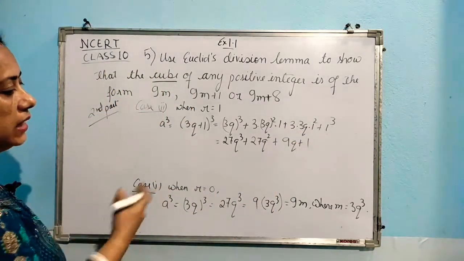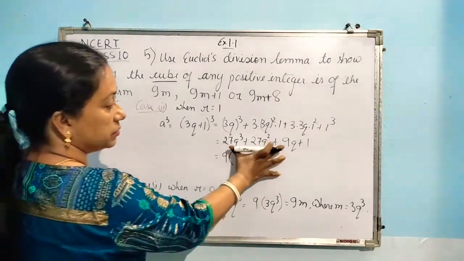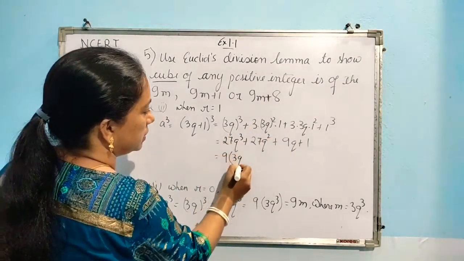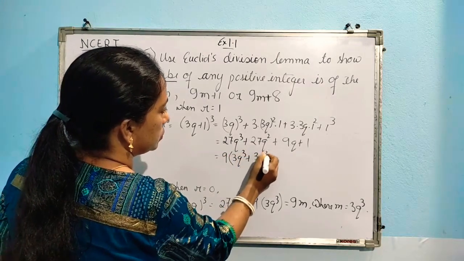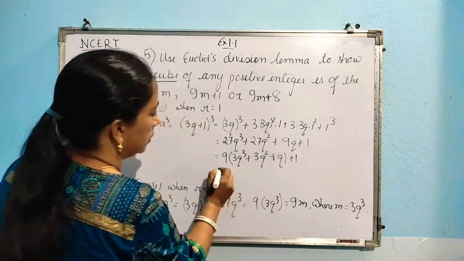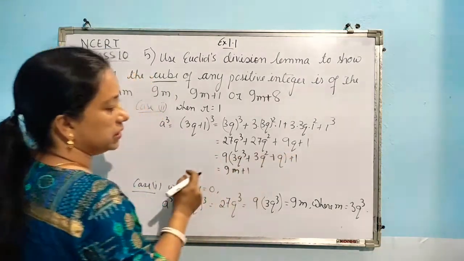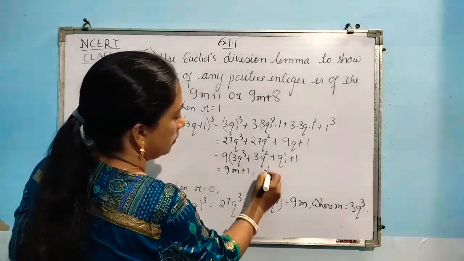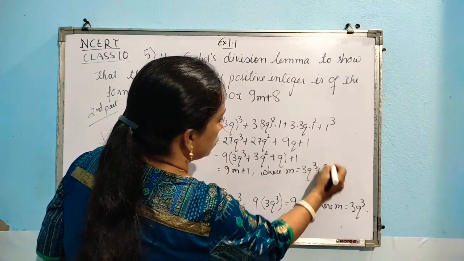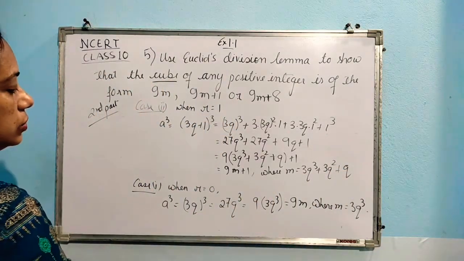Now see here the same thing. From these three terms we can take 9 common, so that I can express this one as 9m plus 1. So 9 3s are 27 q square, sorry, 9 1s are 9q plus 1. So I can express this one as 9m plus 1. Clear? This entire thing has been taken to be m, where m is equal to 3q cube plus 3q square plus q. Simple. So we got the second case also.